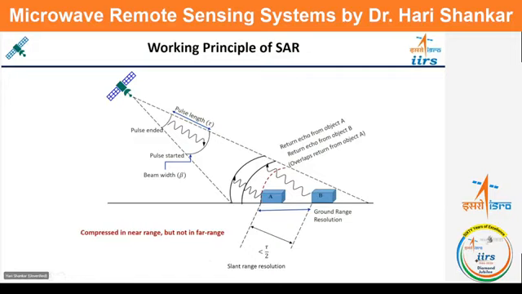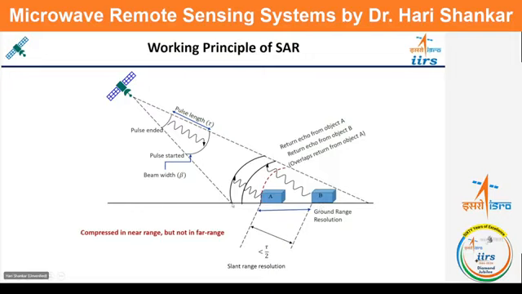So SAR images have two types of resolution. One is called the range resolution, and the other is called the azimuth resolution. Okay. Regarding the resolution, we will see it tomorrow. I will show you the capabilities of the sensors along the range direction and along the azimuth direction.